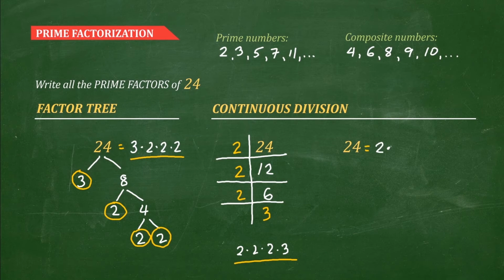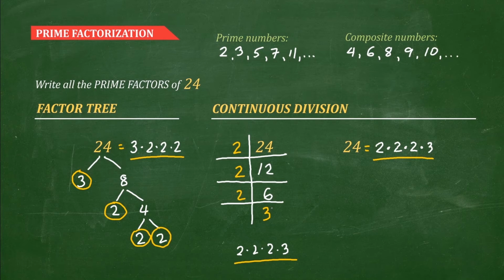12 we know is divisible by 2. Write 2 again here. 12 divided by 2 is 6, but we don't need to write the quotient 6. 6 is divisible by 2, so write 2 again. 6 divided by 2 is 3. Write 3 down since it's a prime. Thus, we end the list of prime factors of 24.